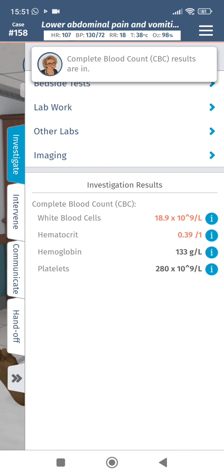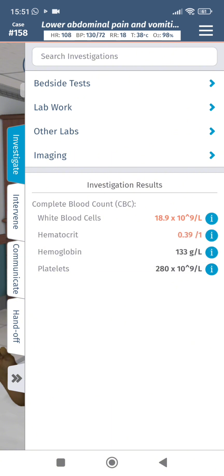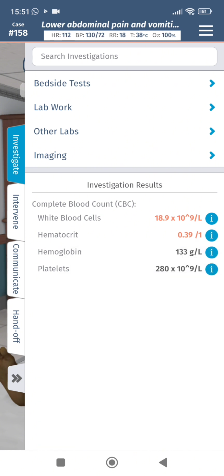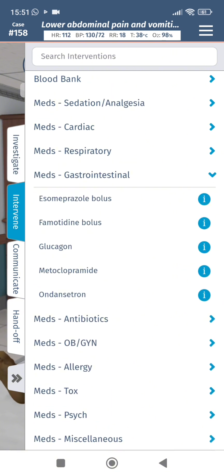Okay, here we got the result. So patient white blood count is raised. The normal value is 3.2 to 9.8, and patient hematocrit ratio is also increased. The normal range is 0.4 to 0.52. Hematocrit ratio is usually increased in dehydration. The patient is dehydrated. We already give 500 ml normal saline, so he's good to go.